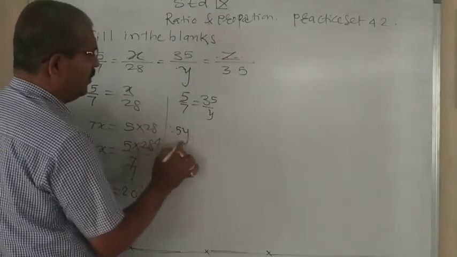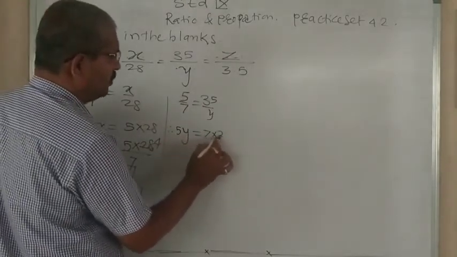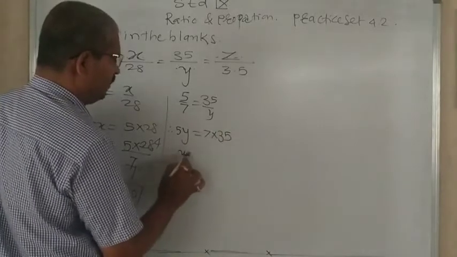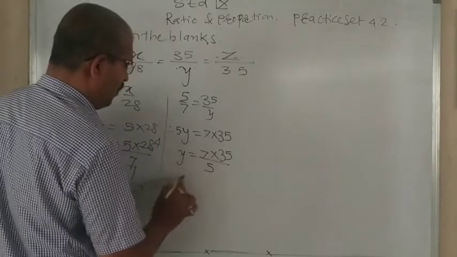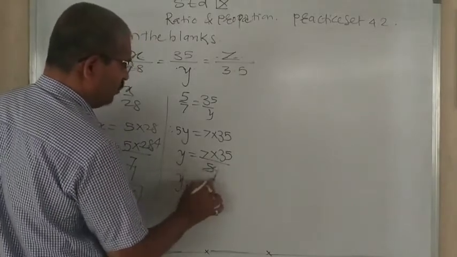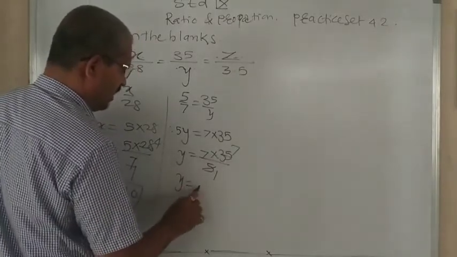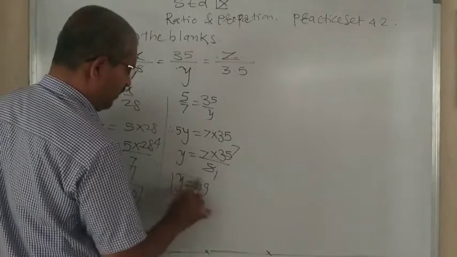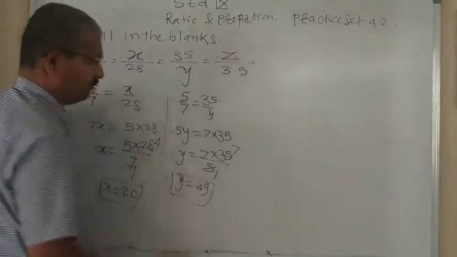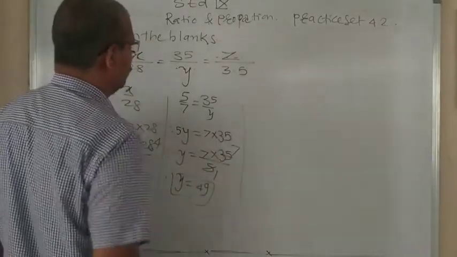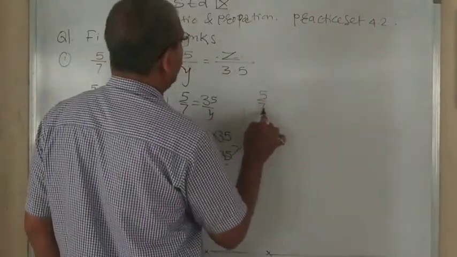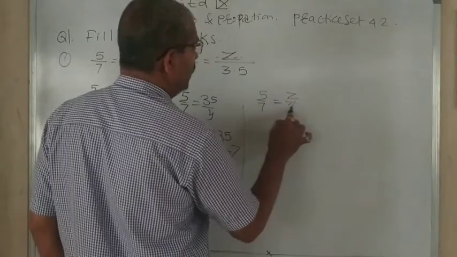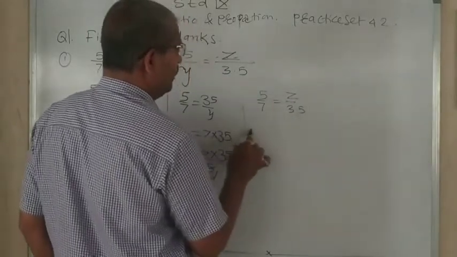Therefore 5 into y is equal to 7 into 35. Thus y is equal to 7 into 35 upon 5. Thus y is equal to, 5 ones are 5, 5 sevens are 35, so 7 into 7 is 49. Okay. Now next, 5 upon 7 is equal to z upon 3.5.